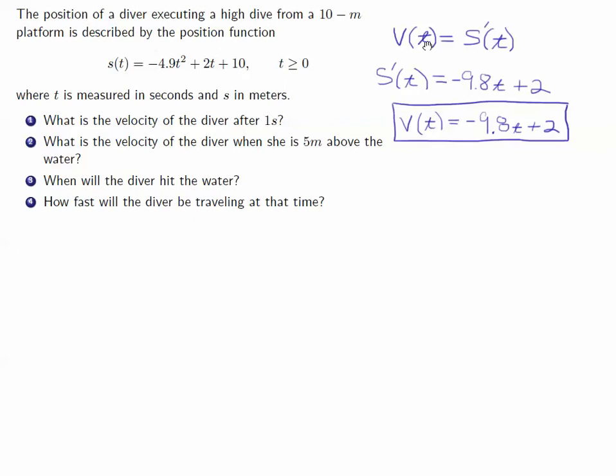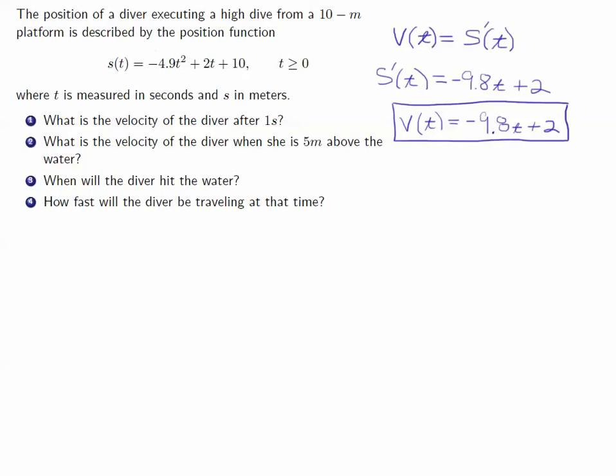compute the velocity. Remember that the velocity is the first derivative of position, so it's the rate of change of position. So if I take the derivative of this function, I get minus 9.8t plus 2, so that means the velocity is given by this expression here. So I'm just going to box that in, and we're going to need that for later.